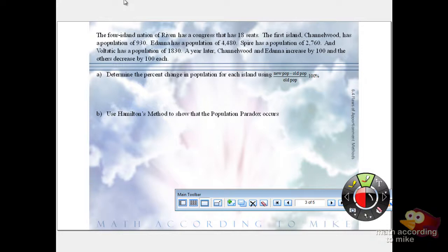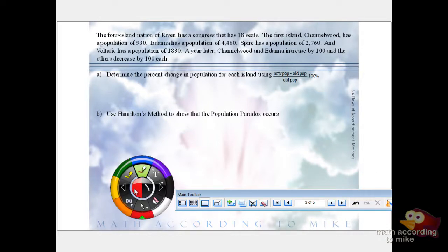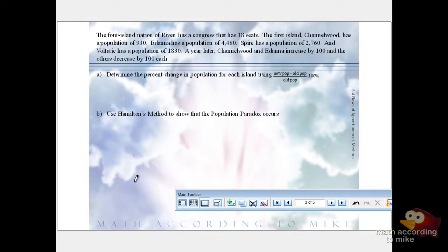So let's start off with Channelwood. For Channelwood, the new population is, Channelwood increases by 100. They're starting at 930. So their new population is, their old population is, and we're going to divide by their old population, and then multiply by 100%.